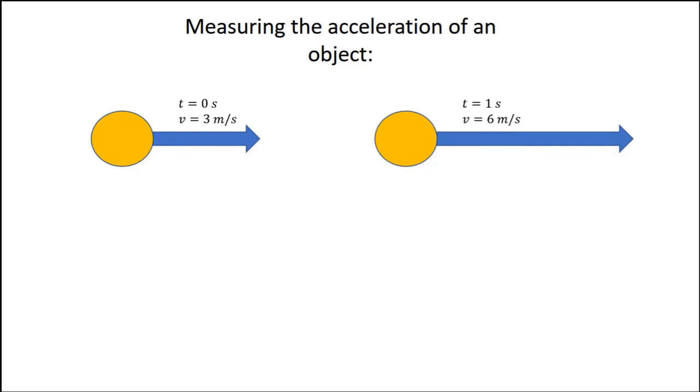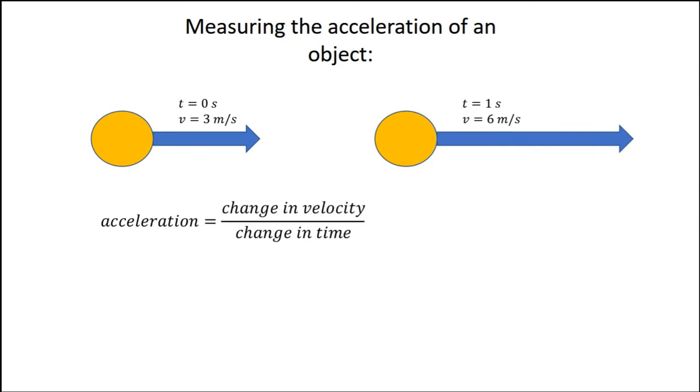So let's say you want to measure the acceleration of an object. The direct information that you need is the velocity at at least two different points in time, and you should know the amount of time that passed between those 2 points in time. After all, acceleration is a measure of how quickly the velocity changes. Once you have this information, you can simply say that acceleration equals the change in velocity divided by the change in time. In this example here, the change in velocity between the two moments is 3 meters per second, and the moments are 1 second apart. So the acceleration is 3 meters per second per second.